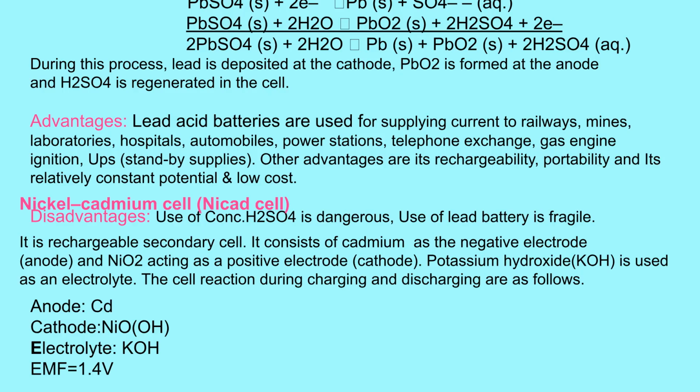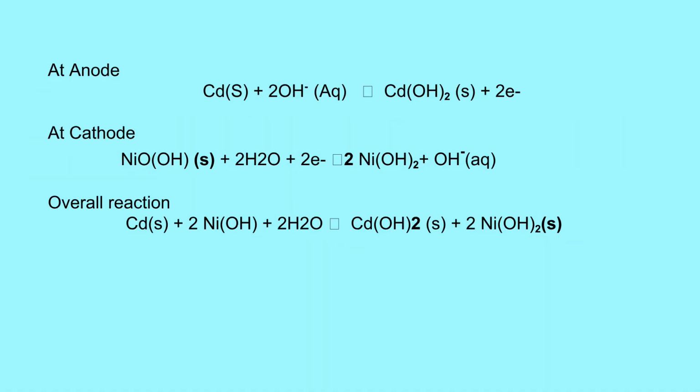The nickel-cadmium or NiCad cell is another rechargeable secondary cell, using cadmium as the anode and nickel dioxide as the cathode, with potassium hydroxide as the electrolyte. The reactions in the NiCad cell involve oxidation of cadmium at the anode to cadmium hydroxide. At the cathode, nickel oxyhydroxide is reduced. The overall reaction shows the reversible nature of this secondary cell.